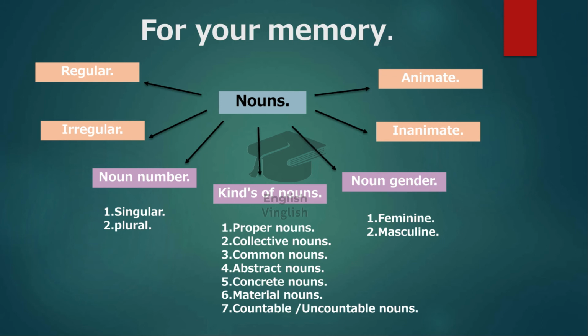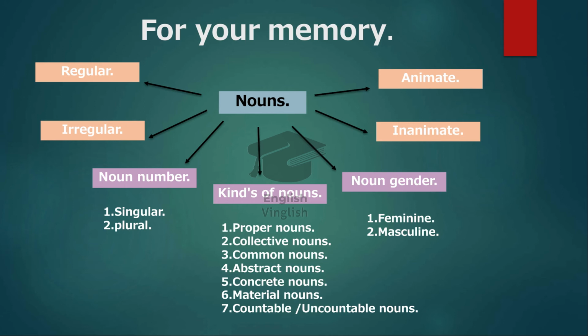Collective nouns refer to a group of people, animals or things. For example, an army of soldiers, a gang of robbers, a crew of sailors, a bunch of grapes, etc.